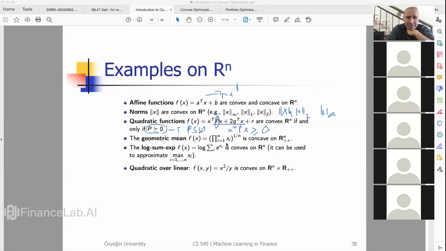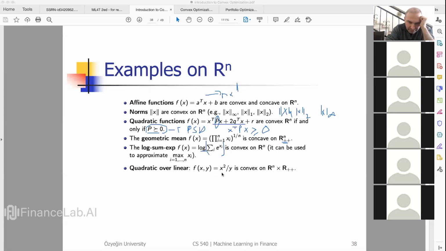And again, the geometric mean is concave on a positive number space. And there is a thing called log-sum-exp, which is the logarithm of a summation of exponentials. In this case, the log of the sum of exponentials is convex on R^n. And this is also convex. And quadratic over linear is also convex.